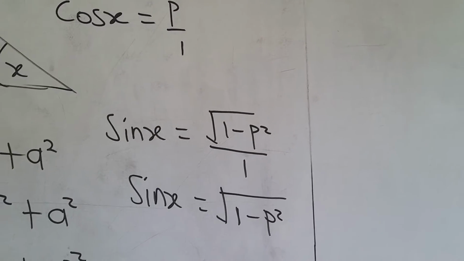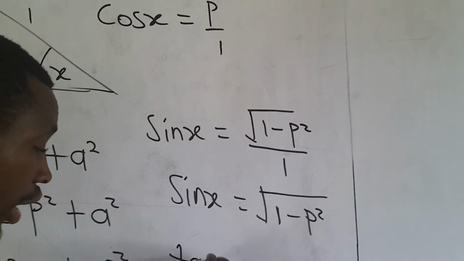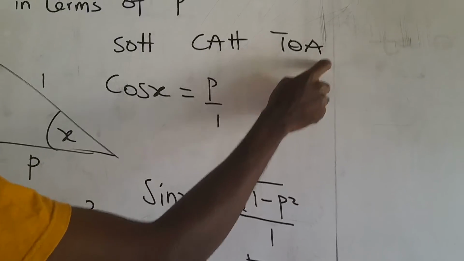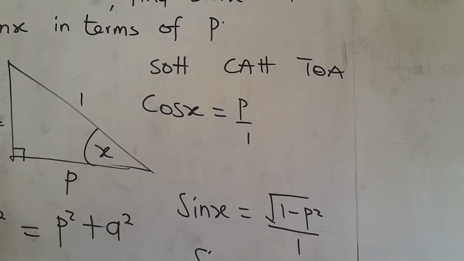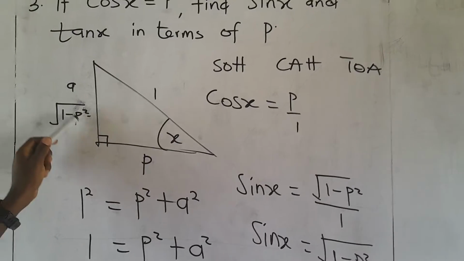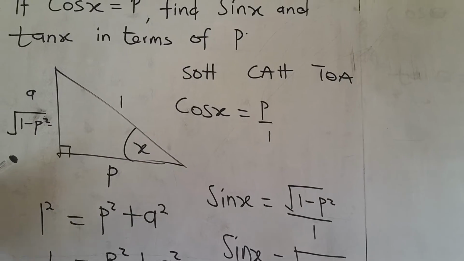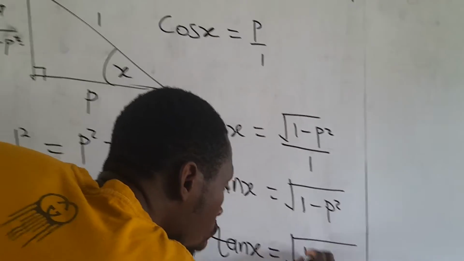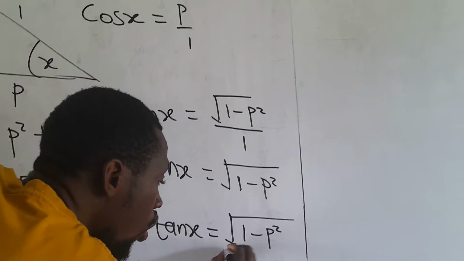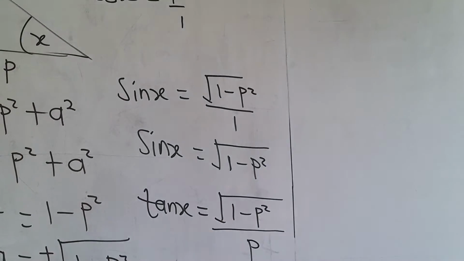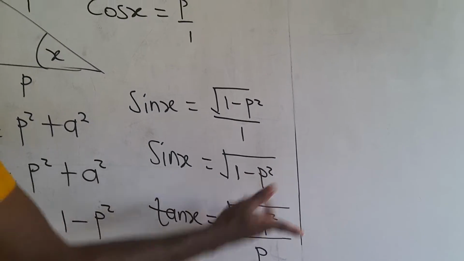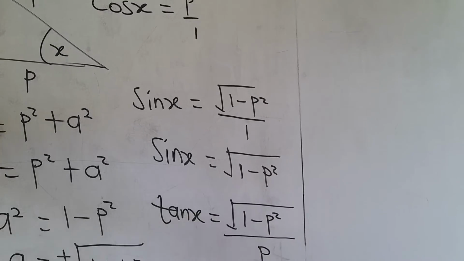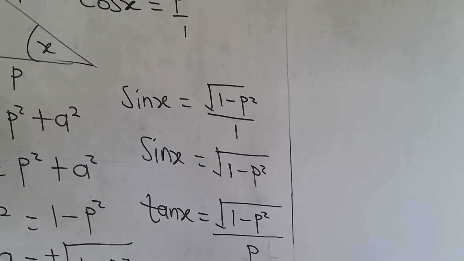Now we can find tan x. Remember, tan is opposite over adjacent. What's our opposite? The square root of 1 minus p squared. And our adjacent is p. Then we can say tan x is the square root of 1 minus p squared all over p. I hope you get that. So sin x will be the square root of 1 minus p squared, and tan x will be the square root of 1 minus p squared all over p.